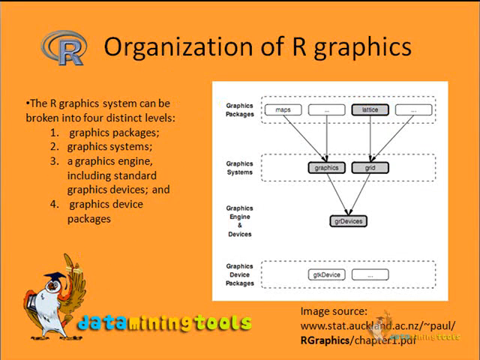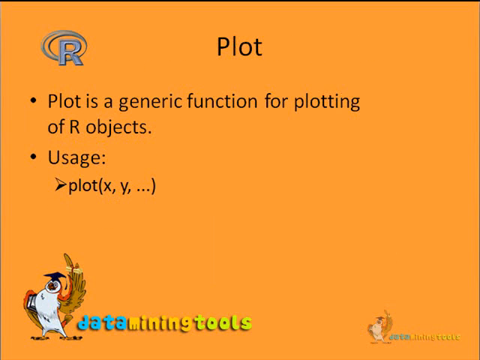Okay, so here is a diagram. This again is from the book by Mr. Paul, R Graphics, in chapter 1. This is how our graphics are organized. First of all, we have the graphics package. After that comes the graphics system. Then comes the graphics engine and devices, and finally the graphics device packages. So this is a basic organization of our graphics.